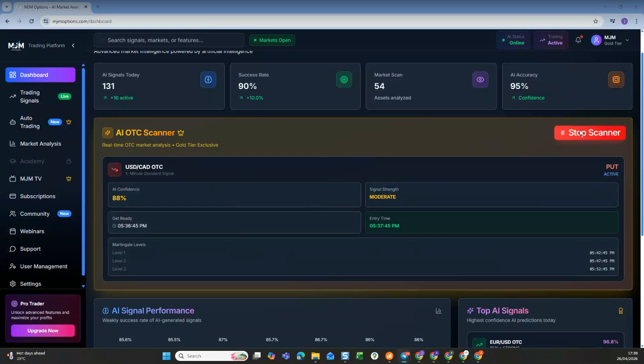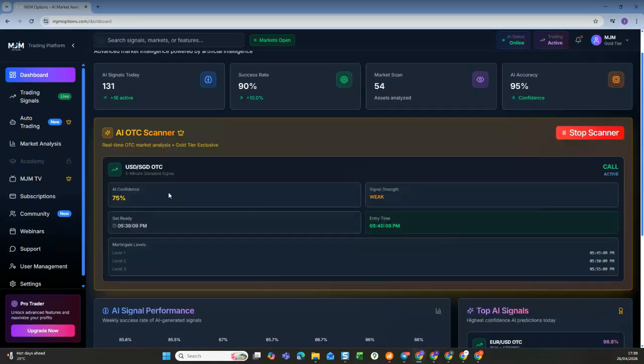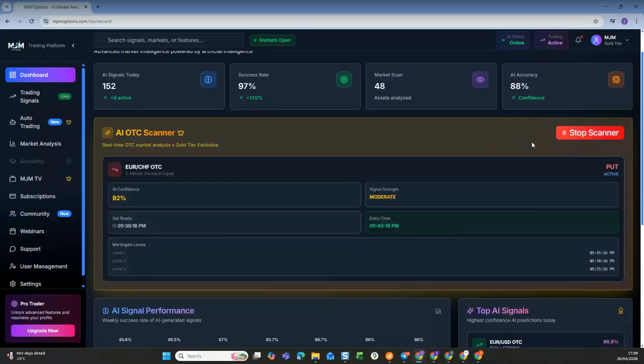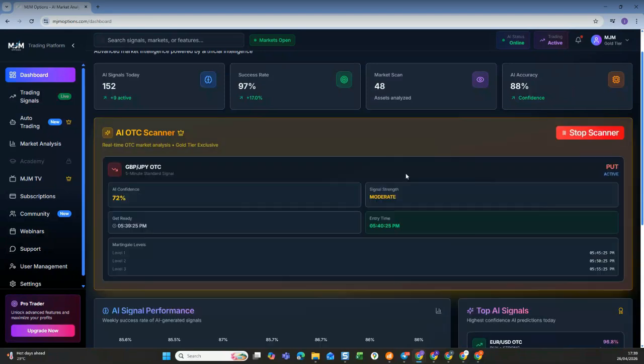So stop scan, start scan again. We have 75 and weak. Stop scan. 79, moderate. No. 92, it is moderate, so it's a no. 88, no. 77 is a no. 88 is definitely a no. 72, likewise. 91 here and strong.